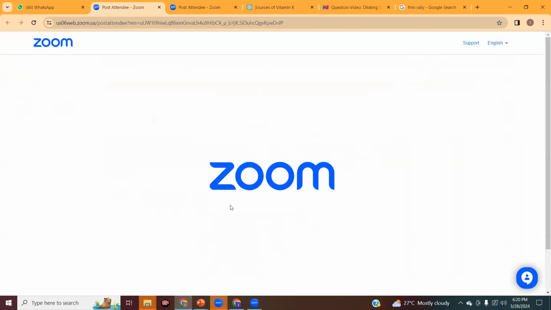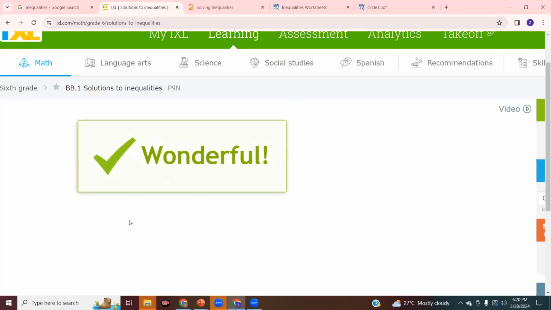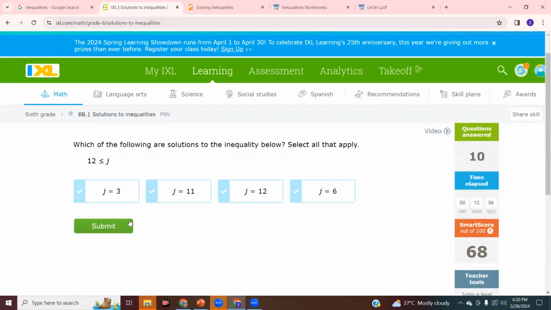Okay, so let's go back to IXL. Can y'all see this? Yes, sir. So the numbers that we're gonna pick are going to be what? J is equal to 6 and J is equal to what? 7. Good.